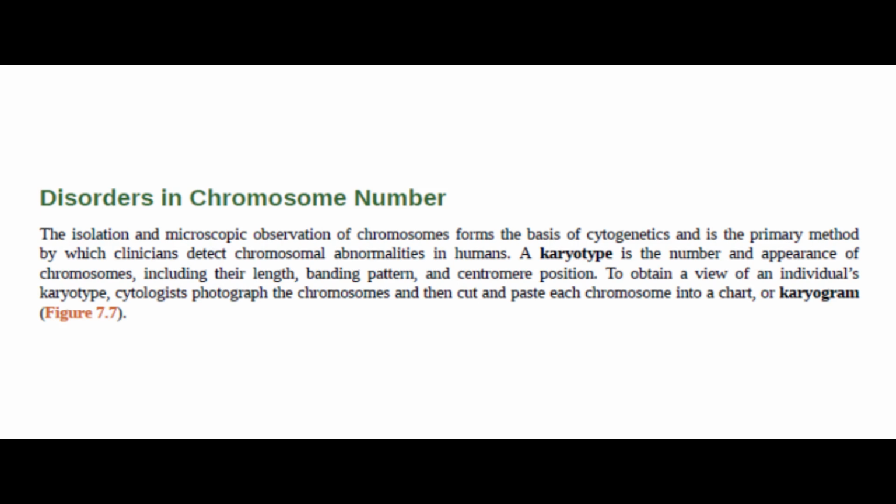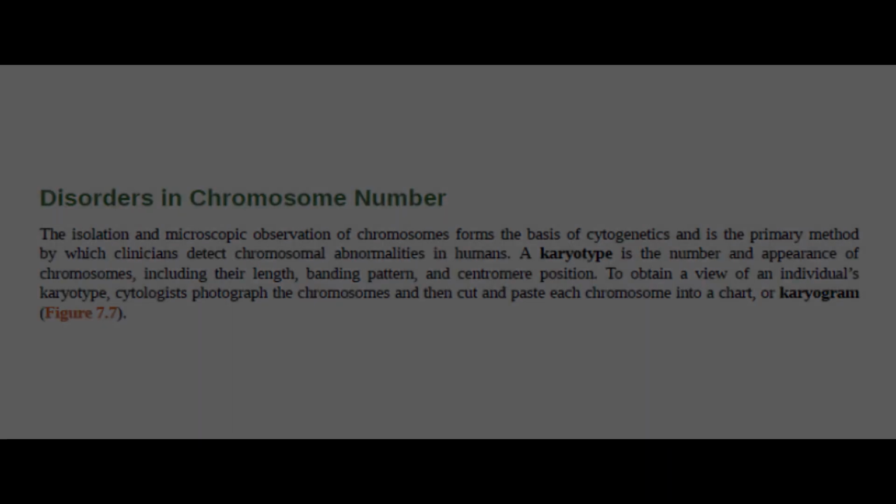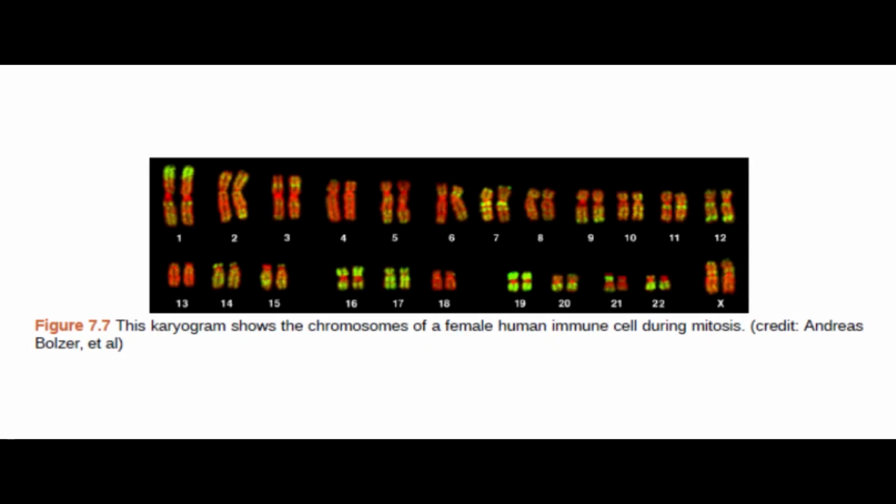To obtain a view of an individual's karyotype, cytologists photograph the chromosomes and then cut and paste each chromosome into a chart, or karyogram. Figure 7.7. This karyogram shows the chromosomes of a female human immune cell during mitosis.